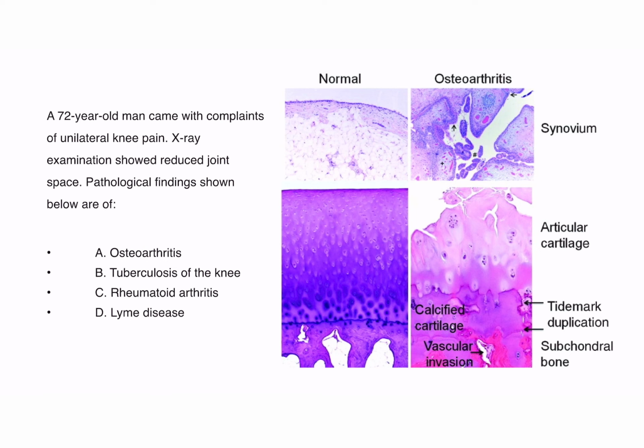Now, the question is about osteoarthritis. A 72-year-old man came with the complaints of unilateral knee pain. See, unilateral knee pain. Okay, 72, old age. An X-ray exam shows reduced joint space, osteoarthritis. Pathological finding includes... they might have given you a histological image of an osteoarthritis.